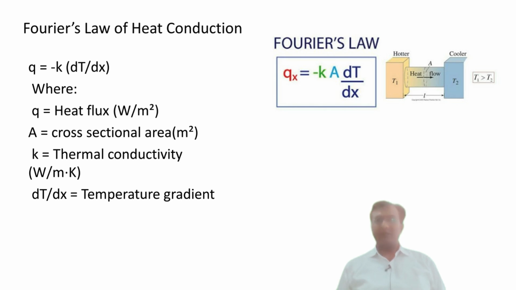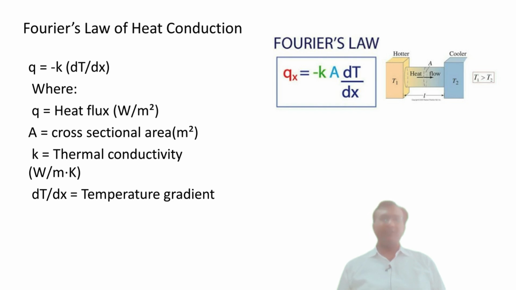Here q is the heat flux in watts per square meter, K is the thermal conductivity in watts per meter Kelvin, and dT/dx is the temperature change over the distance. The negative sign indicates that heat flows from the hot to the cold region. For example, in a metal plate with one side at 100 degrees centigrade and the other at 50 degrees centigrade, heat flows towards the cooler side and the rate depends on the material's conductivity and the temperature gradient.